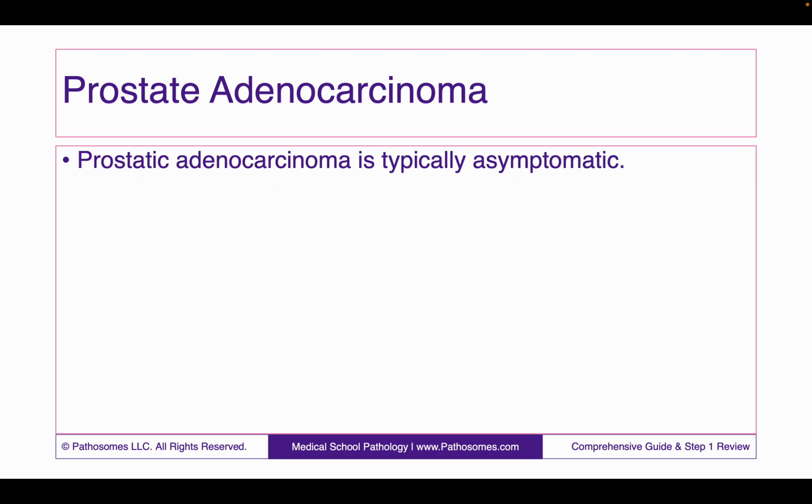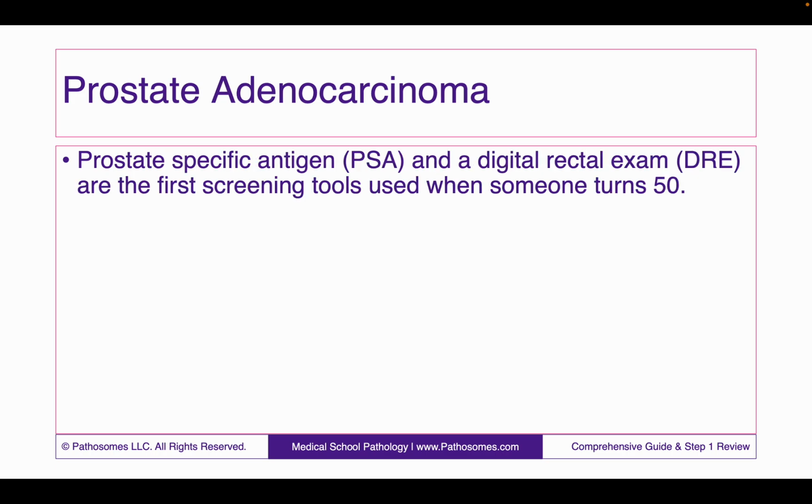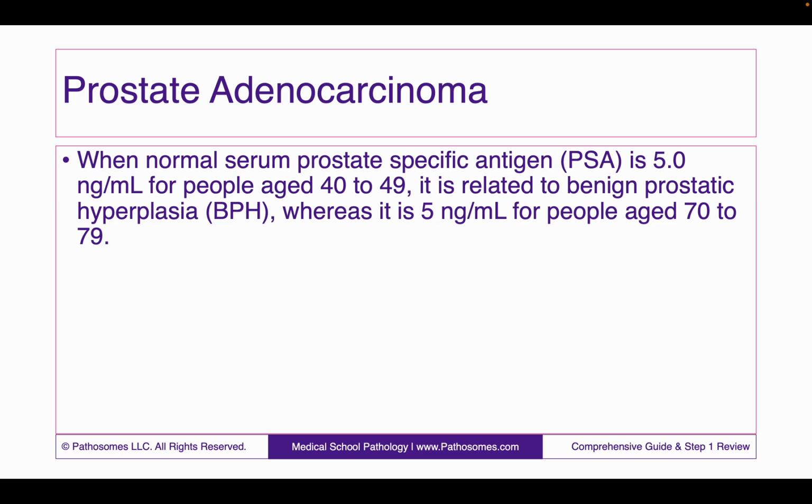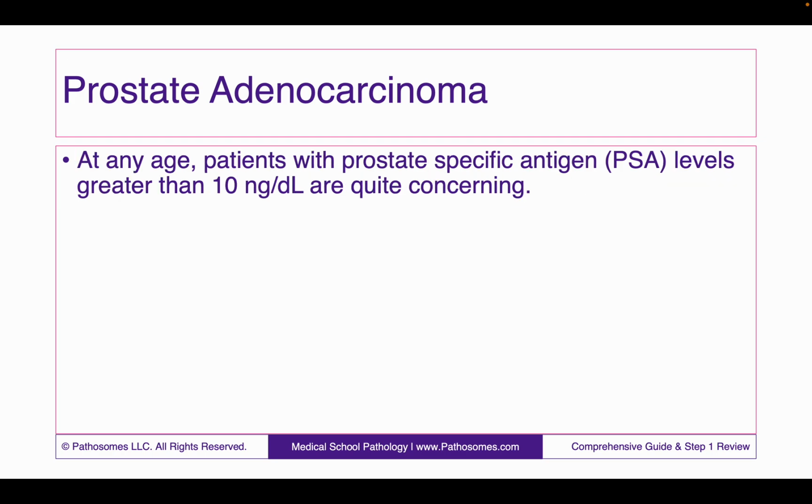Prostatic adenocarcinoma is typically asymptomatic. Prostate-specific antigen, PSA, and a digital rectal exam, a DRE, are the first screening tools used when someone turns 50. When normal serum prostate-specific antigen is 5 nanograms per milliliter for people aged 40 to 49, it is related to benign prostatic hyperplasia, whereas it is 5 nanograms per milliliter for people aged 70 to 79. At any age, patients with prostate-specific antigen levels greater than 10 nanograms per deciliter are quite concerning.